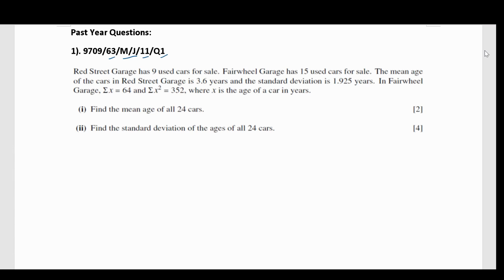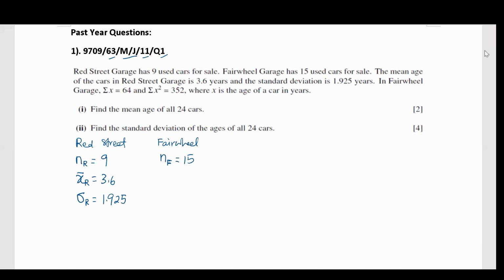Okay, so we write down the info, Rake Street. So we have the sample size for the cars from Rake Street. I use capital R to represent Rake Street, has 9. And the Fairview, the sample size for Fairview has 15 used cars, 15, right? Capital F stands for the Fairview Garage. So the mean age of the cars in Rake Street Garage is 3.6 years. The mean age of these 9 cars is given to be 3.6. And the standard deviation is 1.925. So I'm using sigma to represent the standard deviation for the Rake Street Garage, and the standard deviation is 1.925.